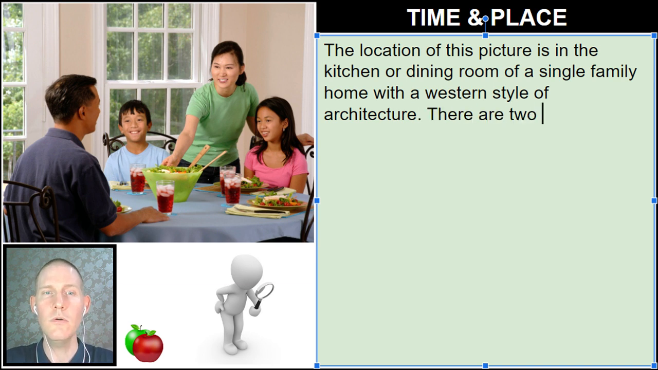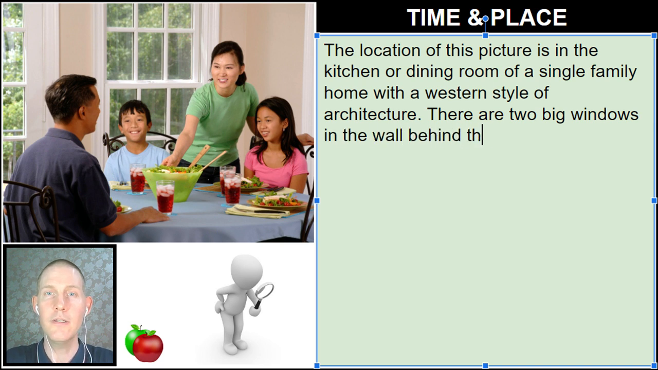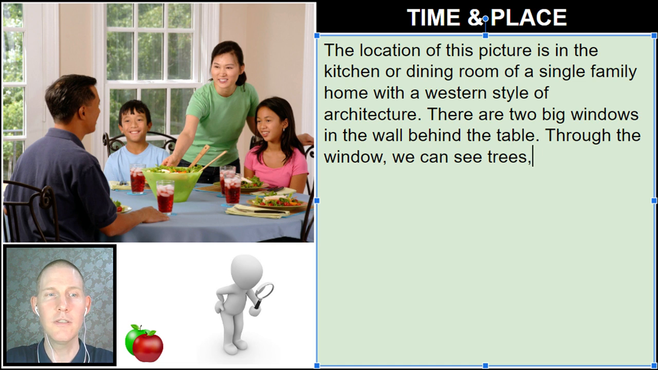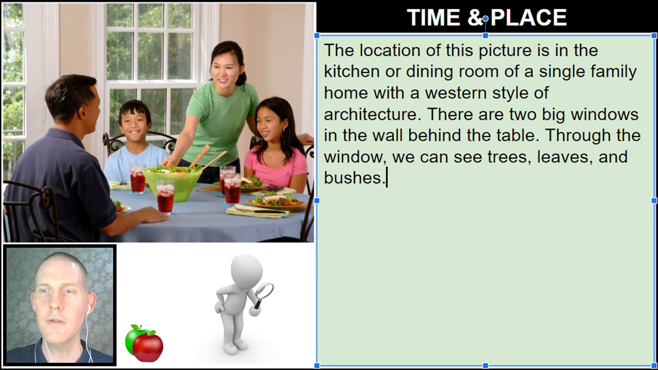There are two big windows in the wall behind the table. Through the window, we can see trees, leaves, and bushes. Let's see. Mahmoud says, can we say they are sitting around the dining table? Yes. You can say the family is sitting around the dining table.